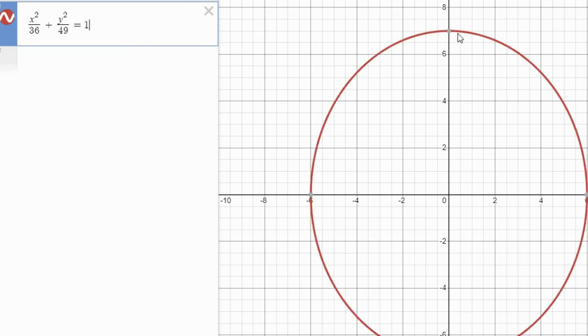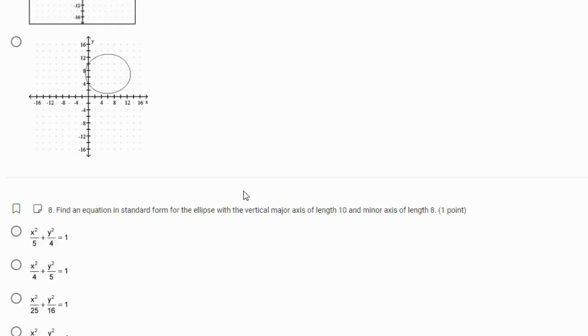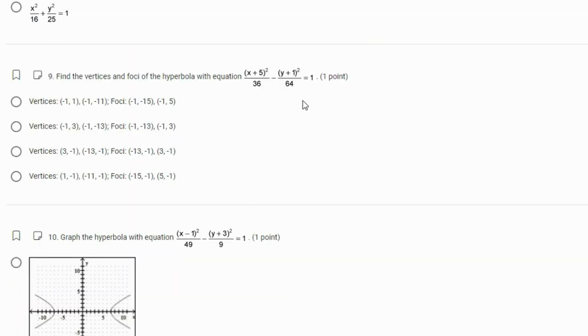Okay, there it is. Look, it should go up to the 7. It should go over to the 6. So it's taller than it is wide. The center is on the origin. So this would be exactly correct right there. 7 high, 6 wide, center on the origin. Find the equation in standard form for the ellipse that has a vertical major axis of length 10 and a minor axis of length 8. Okay, we'll look at that.